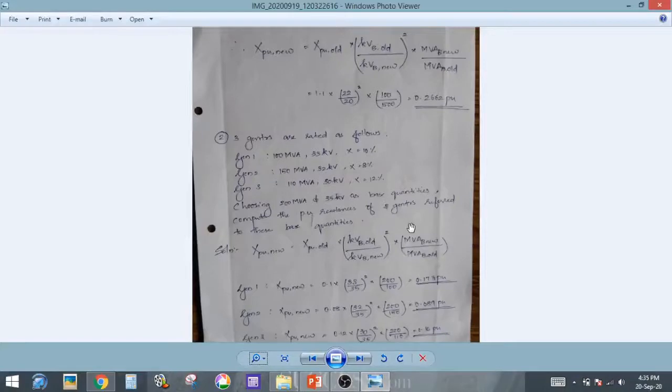So here KV_B new equal to 35, the whole square, into MVA_B new. MVA_B new is the base value 200, divided by MVA_B old, the corresponding generator value. Generator 1 value MVA is 100. So we will get the answer as 0.178. Similarly, for generator 2 and generator 3 also, we will get the corresponding per unit values.